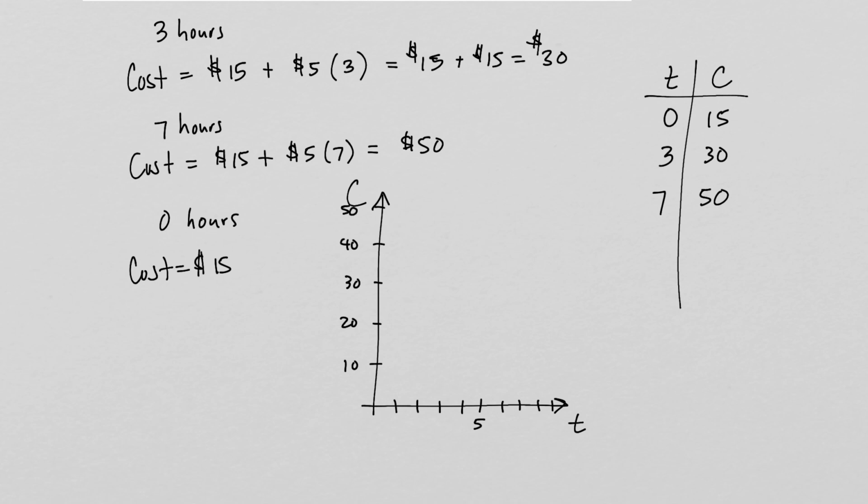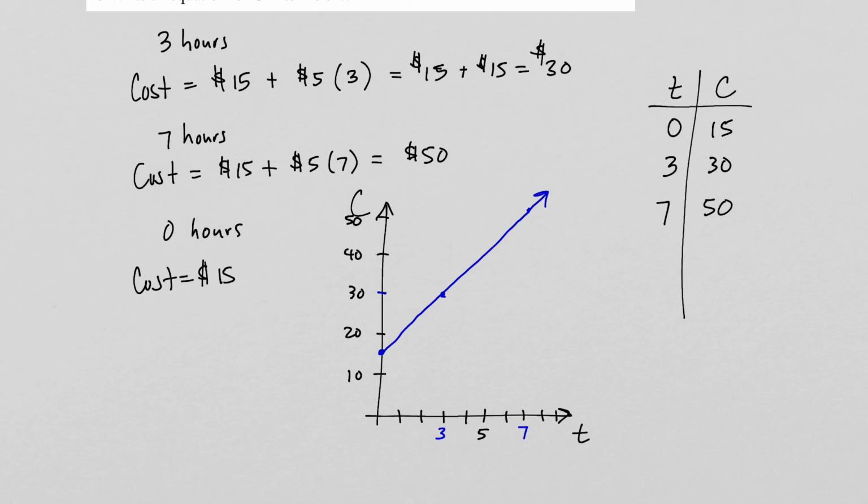All right, now we can see that when we rent the bike for 0 hours, we're going to pay $15. That's right about there. 3 hours, which is right here, costs us $30, which is right there. So that's going to be this point. And 7 hours, which is right there, costs $50, which is right about here. And so the graph of this line is going to look something like this. Now notice that I don't have the graph over here because this doesn't make any sense, right? We're not going to rent the bike for a negative number of hours. So the graph actually stops right here.